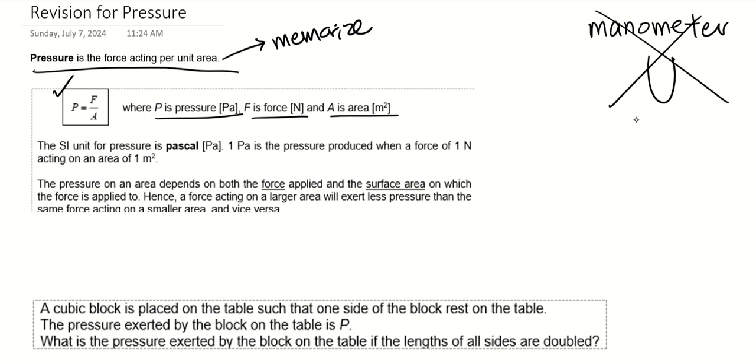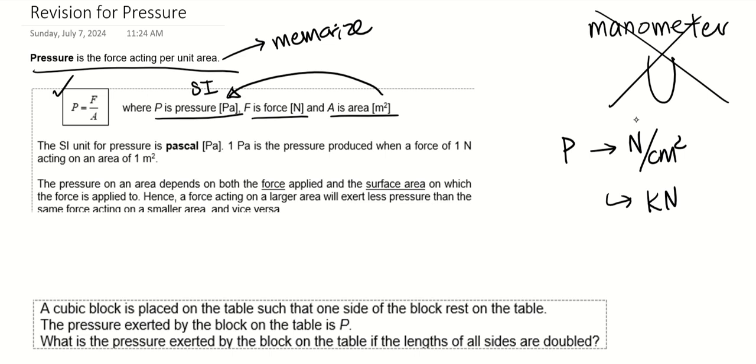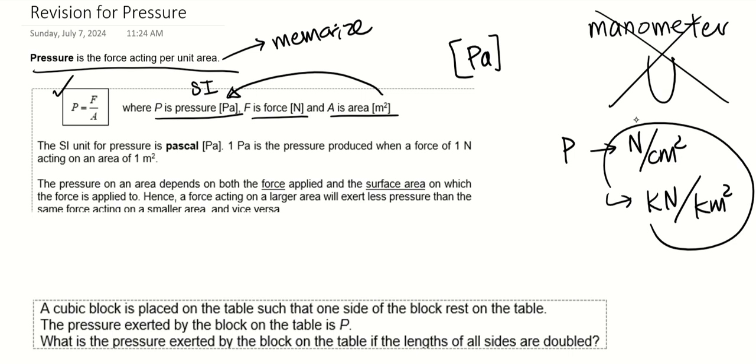Why do we need meter square? Because when pressure is in Pascal, this is the SI unit. Of course, I can have the pressure expressed as Newton per cm square. I can have pressure expressed in kilonewton per km square, but these two will not be called Pascal. For Pascal, I need the force to be in newtons and the area specifically in meter square, right?